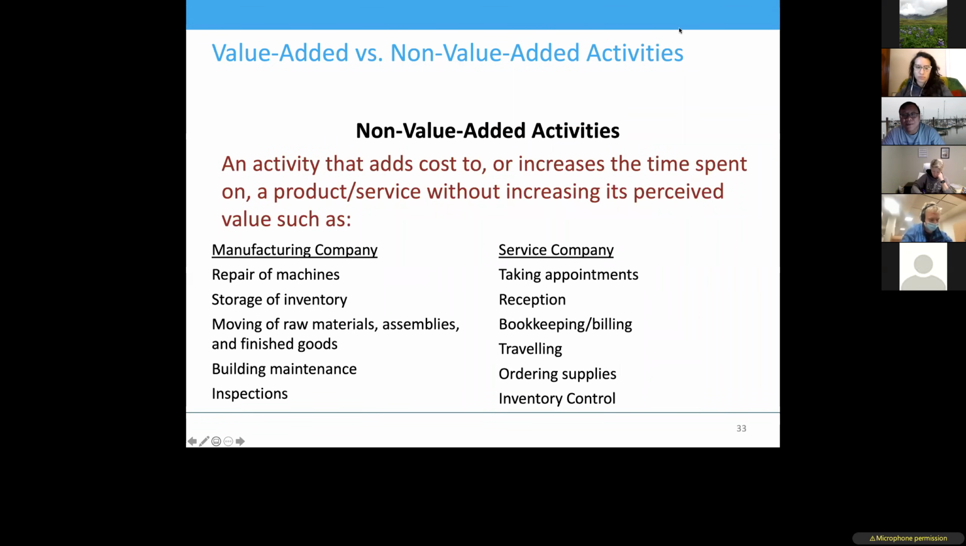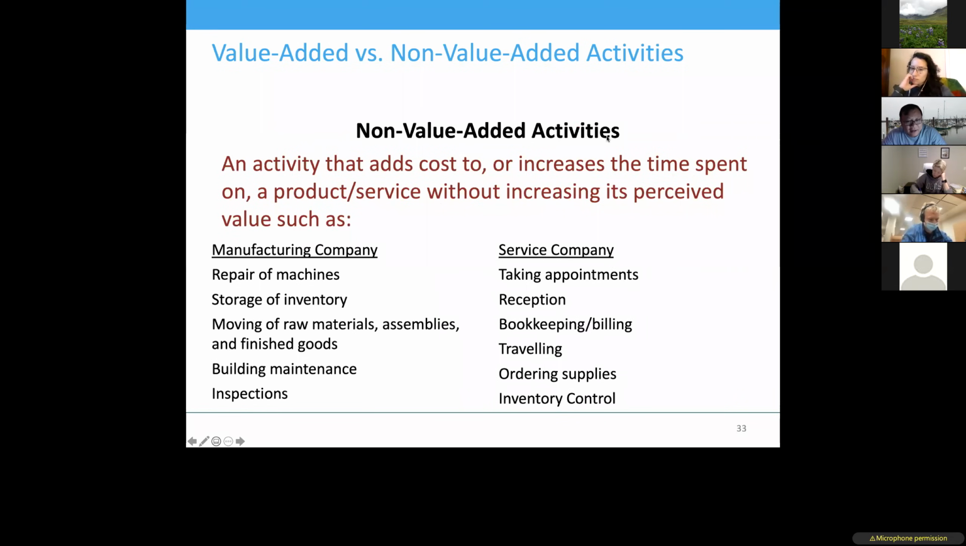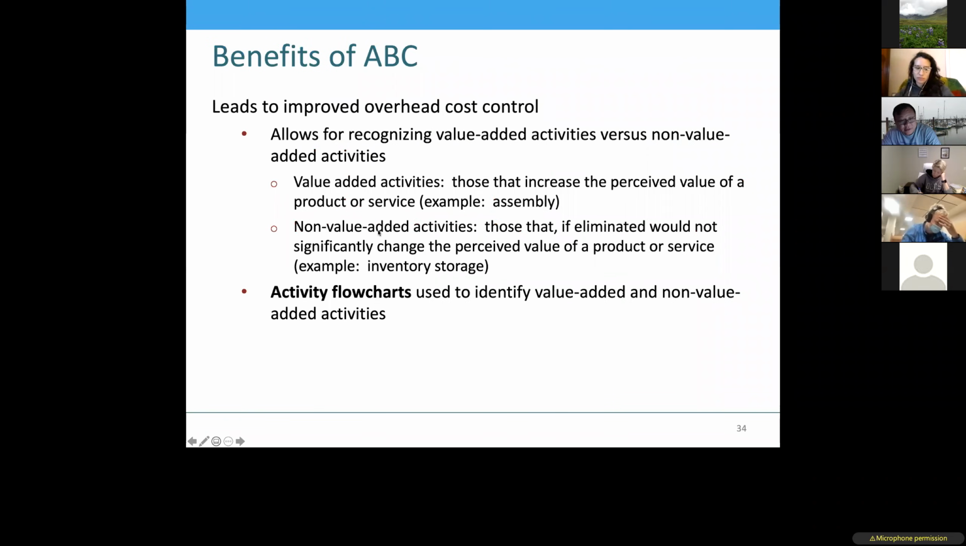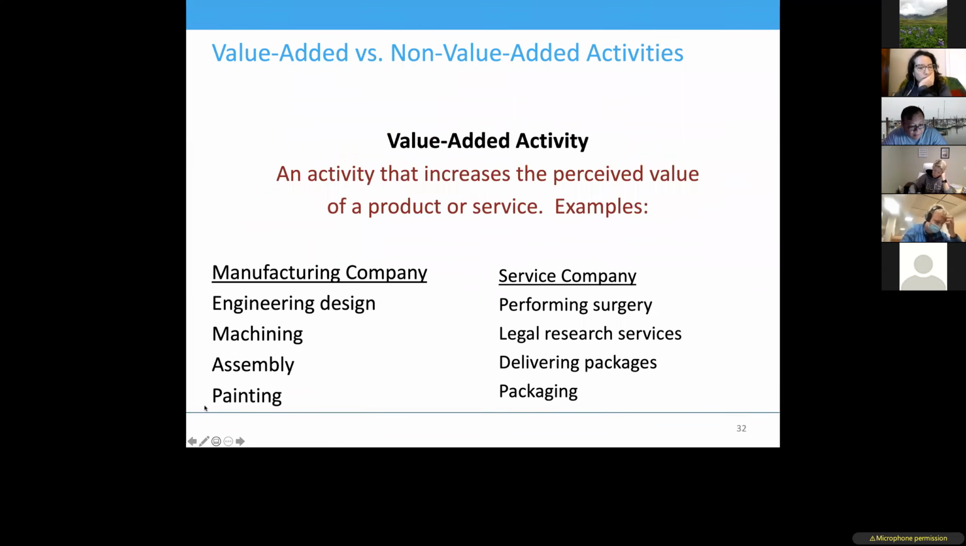So in contrast, let's take a look at the non-value added activities. Okay. So for example, repairs of machines, and the storage of inventory, moving of raw materials, assemblies and finished goods, building maintenance, inspection.